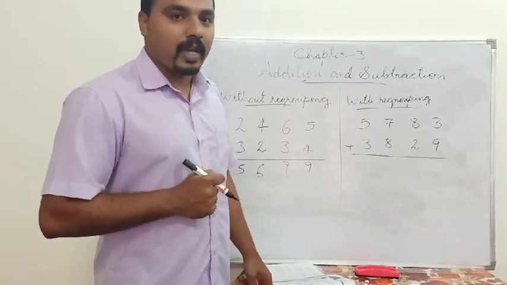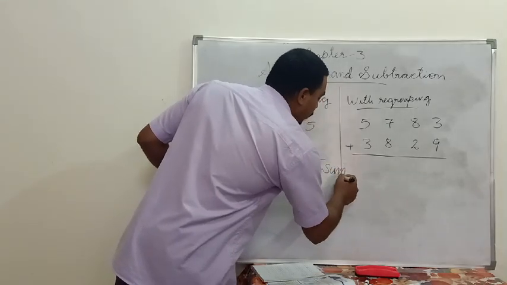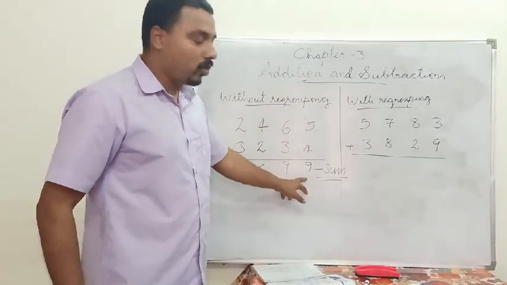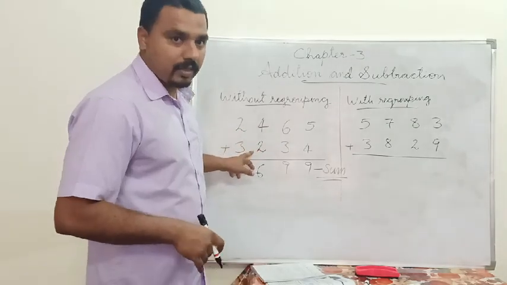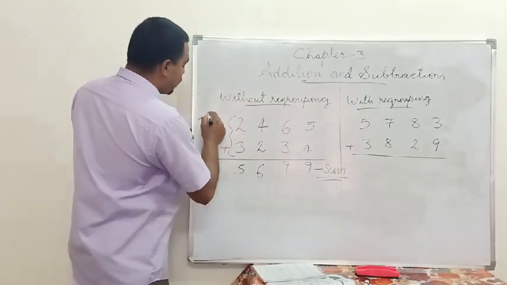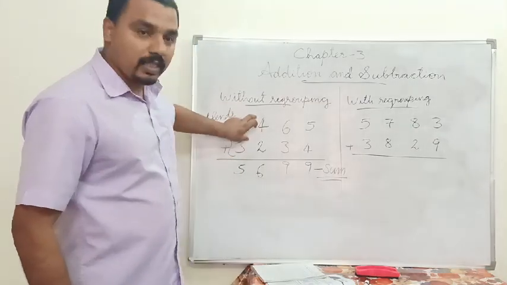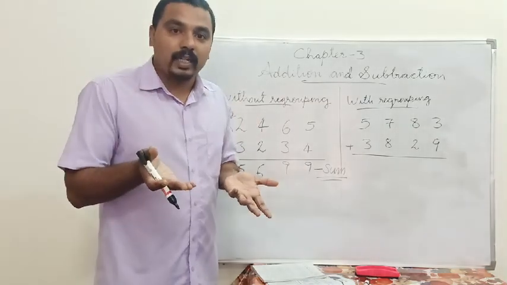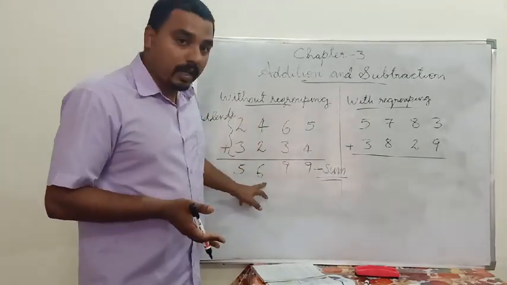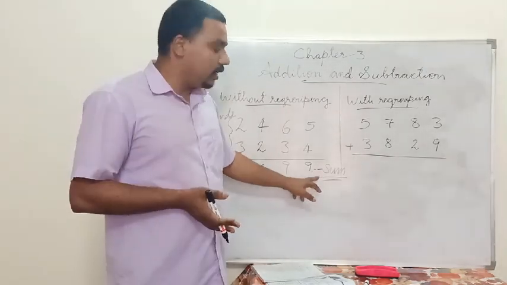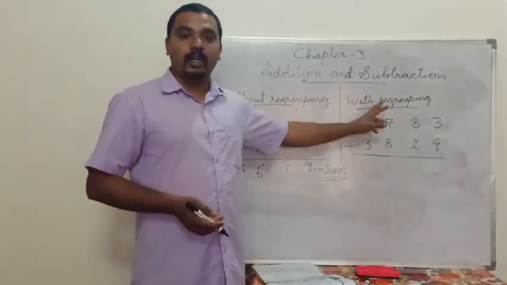What is the answer of addition called? The sum. So the answer of addition is called the sum. And what will these numbers be called? These numbers are called addends. Both these numbers are called addends. So remember that whatever numbers you are getting for addition, those numbers are called addends. After addition, you get an answer. So this answer is called the sum. Okay.